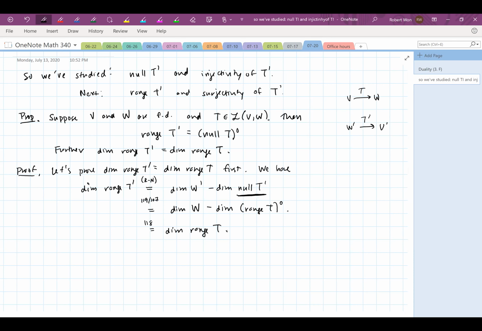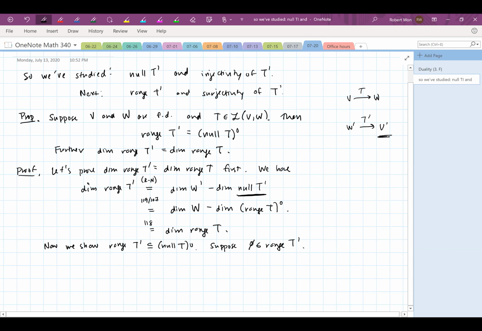Let's prove the first statement. So now I need to show the equality of these two subspaces. Let's show that the first one is a subset of the other. Okay, then we'll show the opposite inclusion and then we'll be done. Okay, so let's suppose that phi is in the range of T dual. And remember the range of T dual lives inside of V dual, so this is a linear functional on V.